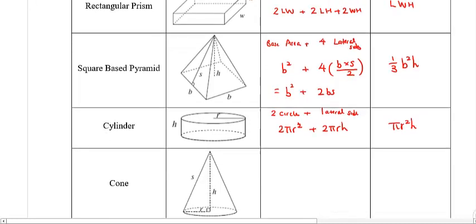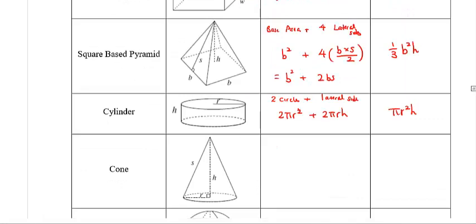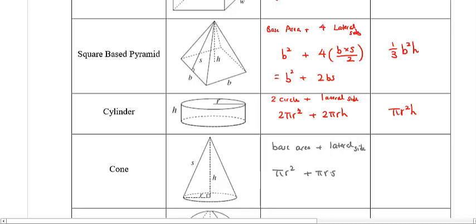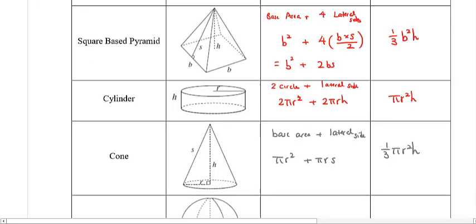And then we have the cone, yeah, where, once again, base area plus lateral side. And that had the formula pi r squared plus pi rs. Its volume was just 1/3 of the cylinder's volume, so 1/3 pi r squared h.